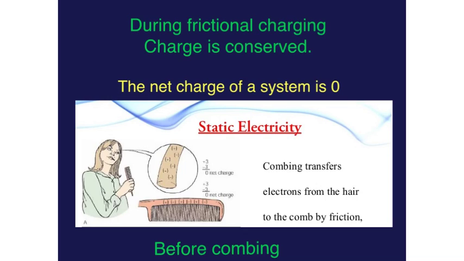So here's the situation before the combing. Here we have a piece of hair, and it's got 3 positive charges, 3 negative charges. So the net charge is 0. Here's the comb. The comb has 3 positive charges, 3 negative charges. The net charge is 0.